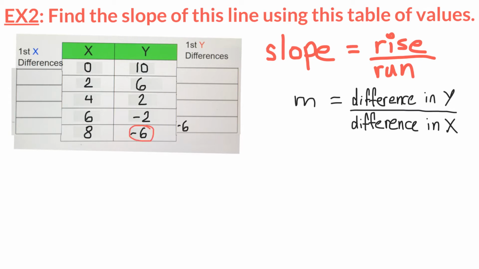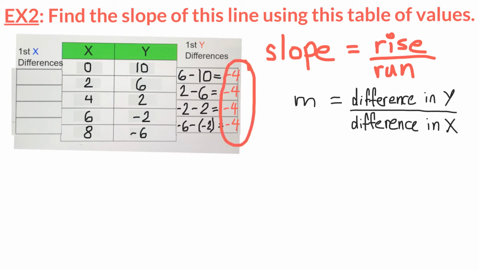First, we'll do negative 6 minus negative 2. Then, we'll do negative 2 take away 2. Then, we'll do 2 take away 6. Then, we'll do 6 take away 10. Notice all our answers of differences of y equal negative 4.